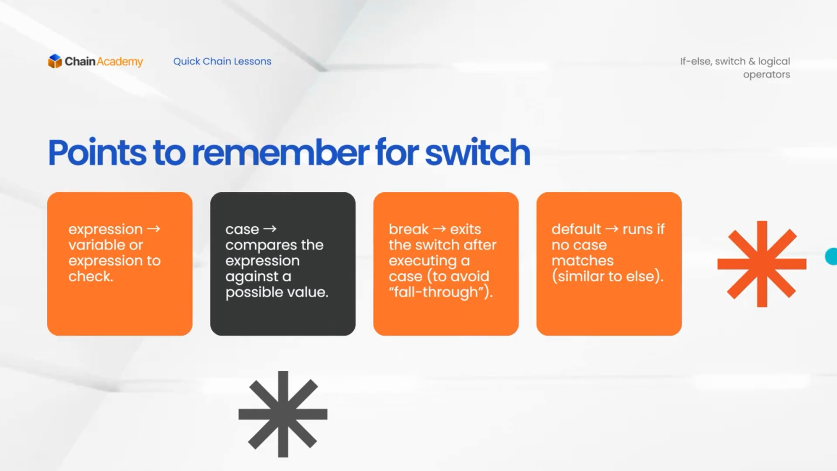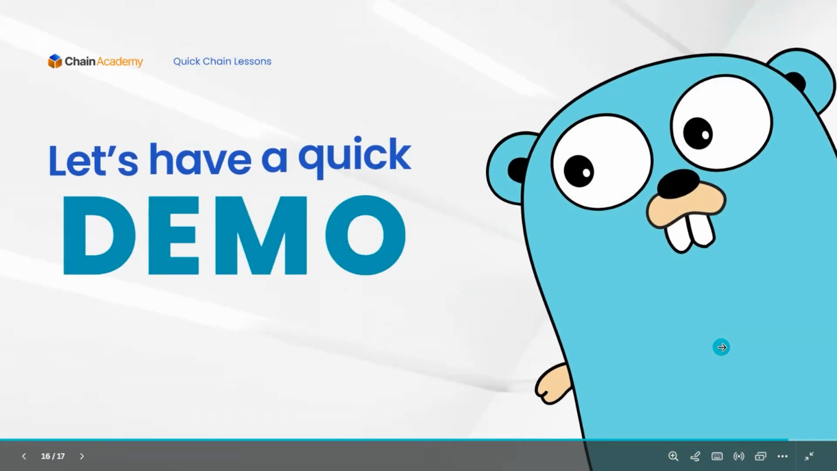But before we do a demo, we need to understand some points to remember for switch. In order for you to construct a switch statement, you will need these four. The first, you need the expression, the variable or expression to check. Next, you need the case, which compares the expression against a possible value. And break, this is for exiting the switch after executing a case to avoid a fall through, and the default, which runs if no case matches, which is similar to else.